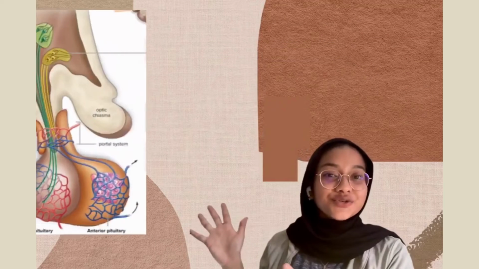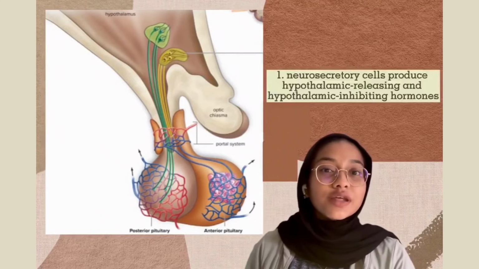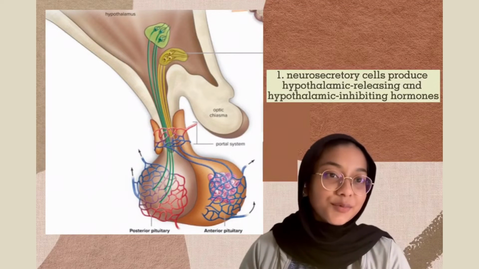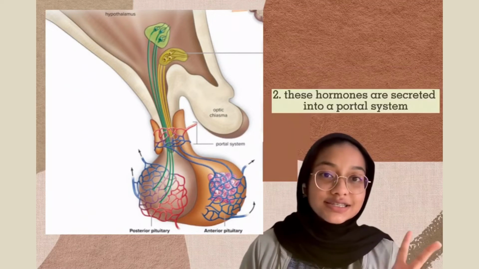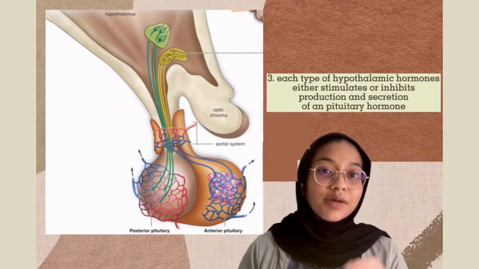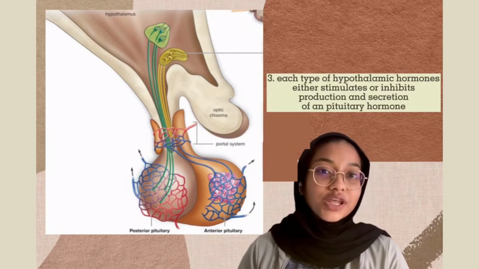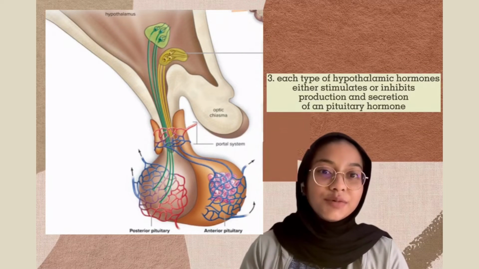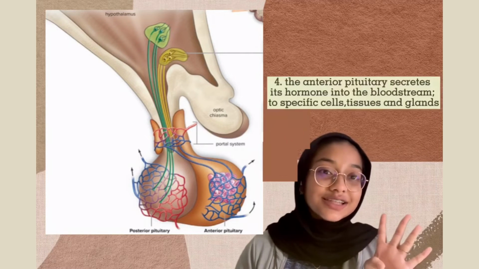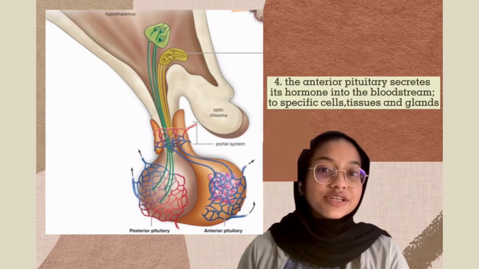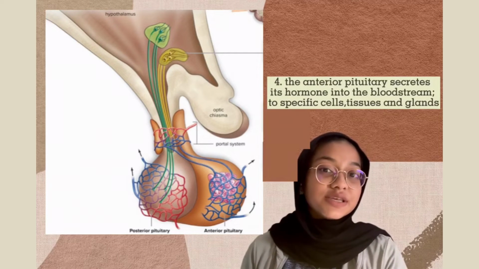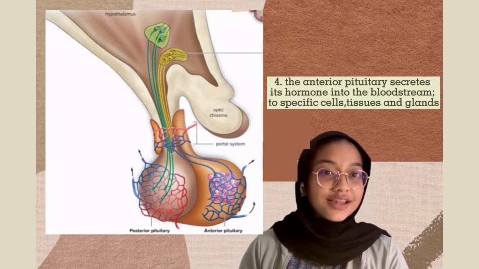Just like the diagram shown here, the cycle goes like this. First, neurosecretory cells produce hypothalamic releasing and hypothalamic inhibiting hormones. Second, these hormones are secreted into a portal system. Third, each type of hypothalamic hormone either stimulates or inhibits production and secretion of an anterior pituitary hormone. And the last step, the anterior pituitary secretes its hormones into the bloodstream, which delivers them to specific places such as cells, tissues, and glands.